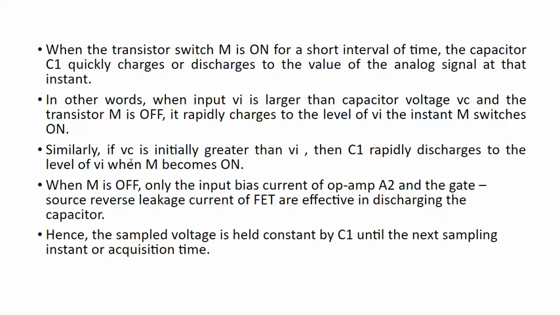Similarly, if Vc, the capacitor voltage, is initially greater than Vi, then C1 will rapidly discharge to the level Vi when M becomes on. M here is the MOSFET, or the MOS transistor, we call. When M is off, only the input bias current of op-amp A2 and the gate-source reverse leakage current of the FET are effective in discharging the capacitor. Hence the sampled voltage is held constant by C1 until the next sampling instant.